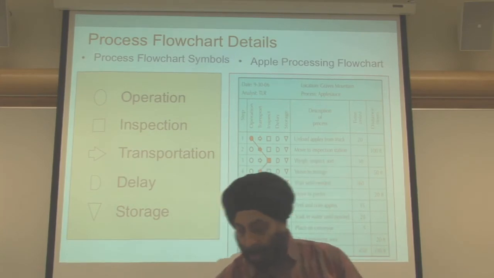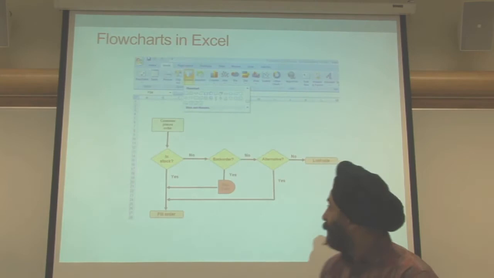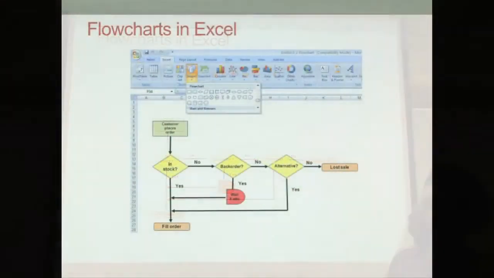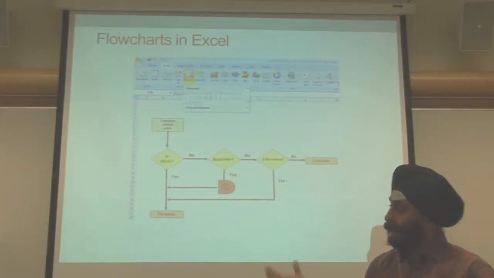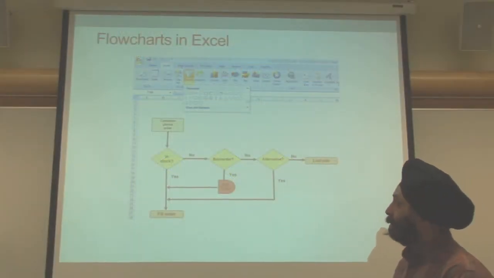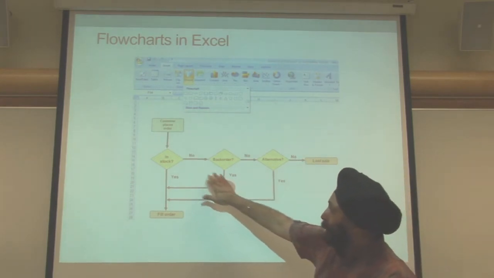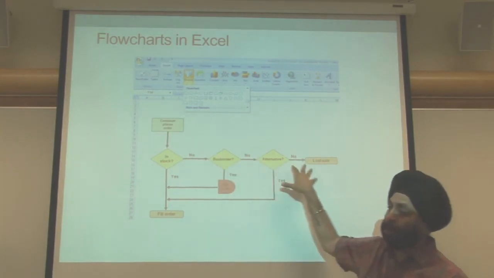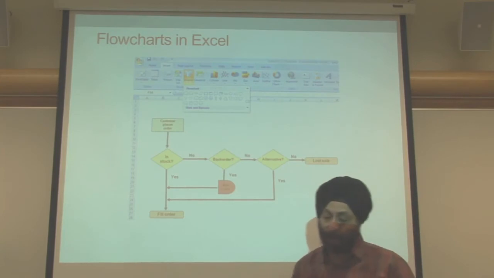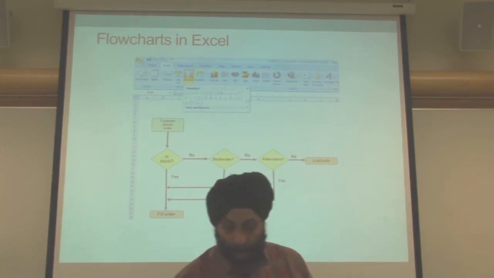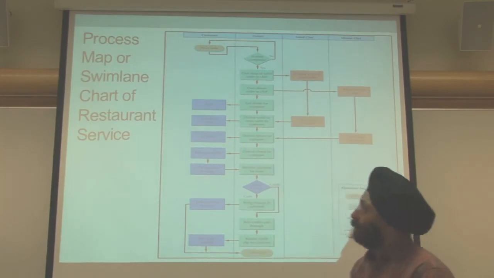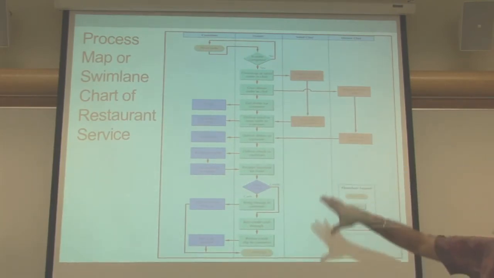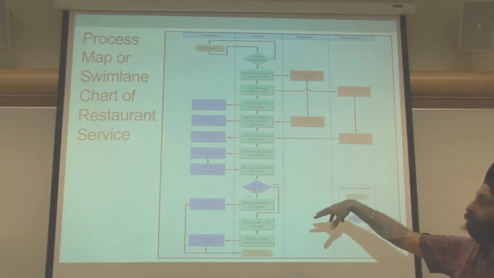So in this case, one can also create a flowchart in Excel. Microsoft Excel can also provide the necessary step, tools in it to produce that. You can see the various decision points, as well as the actual items that are listed in here. We can also create a flowchart for services, process map, and in this case, this is called the swim lane chart of a restaurant service.